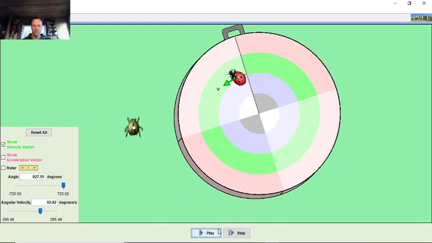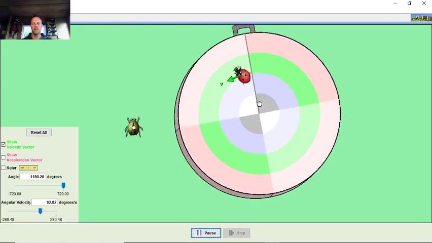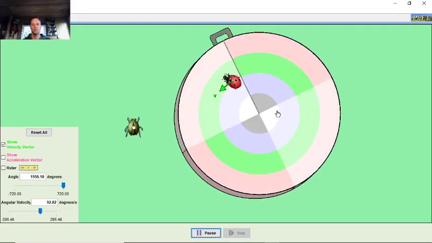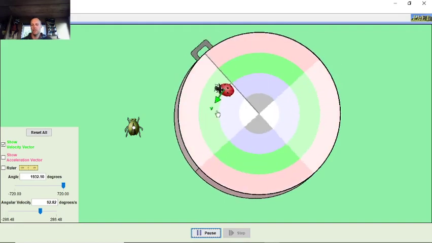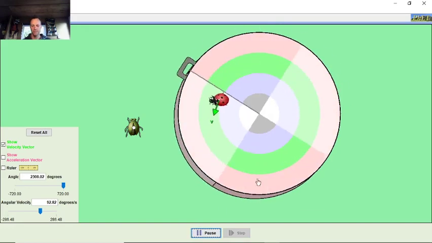Now, if I pause it, it's going around in an anti-clockwise direction. Here you can see the arrow going along here, and it's pointing this way. The size of the arrow is staying the same because it's going at a constant speed. Remember, the length of the arrow shows the size of the vector. Therefore, it's going at 3 meters per second.